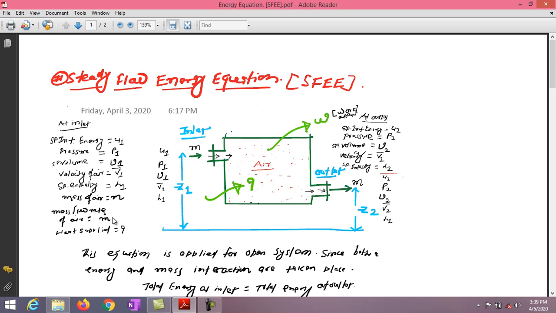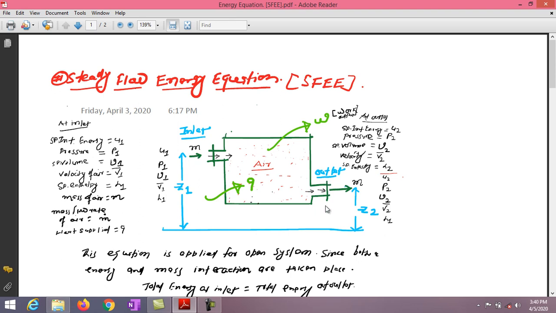One more term we will use, this is m dot, right? So this m dot is the mass flow rate of air. So there is a difference between m and m dot. m is only the mass of air, that means its unit will be kilogram, but this m dot is the mass flow rate of air inside the system. Its unit will be kg per second. So we will use this term later on. There should not be any confusion between this m and m dot, right? So these are the properties of air at the inlet of the system.